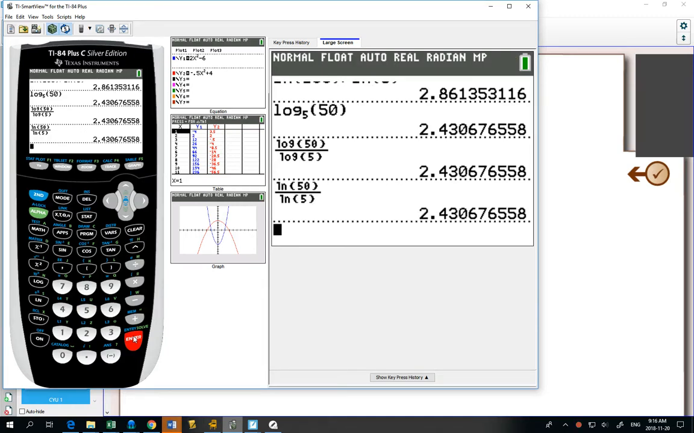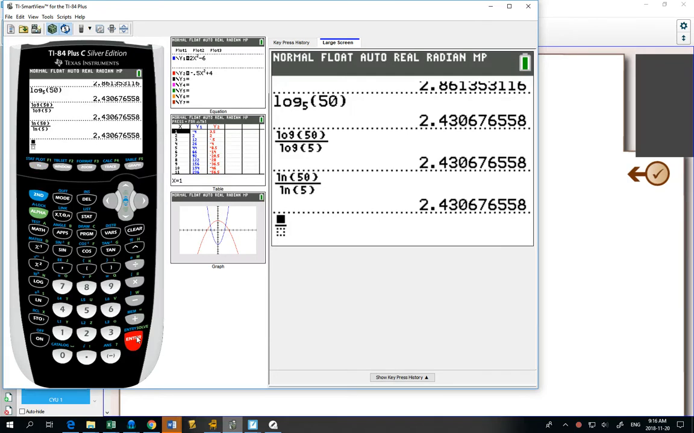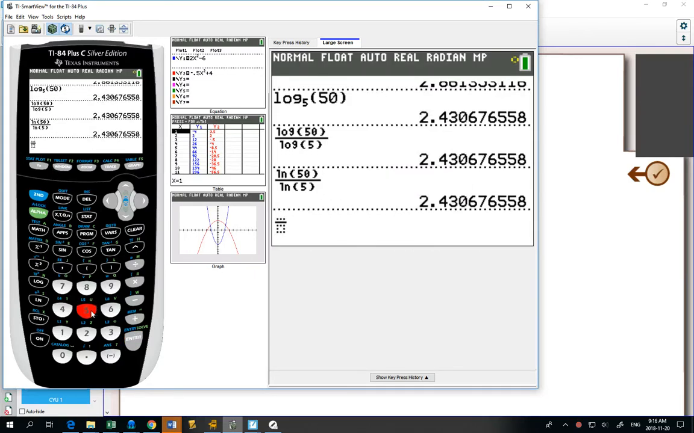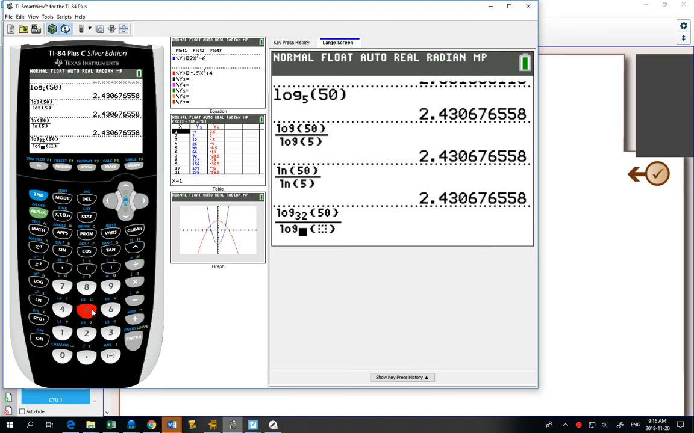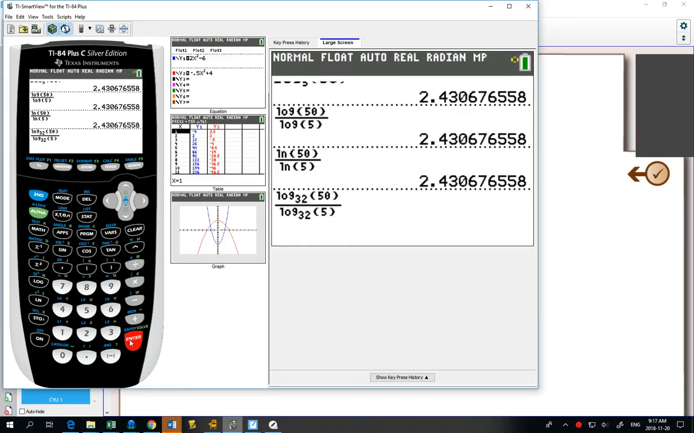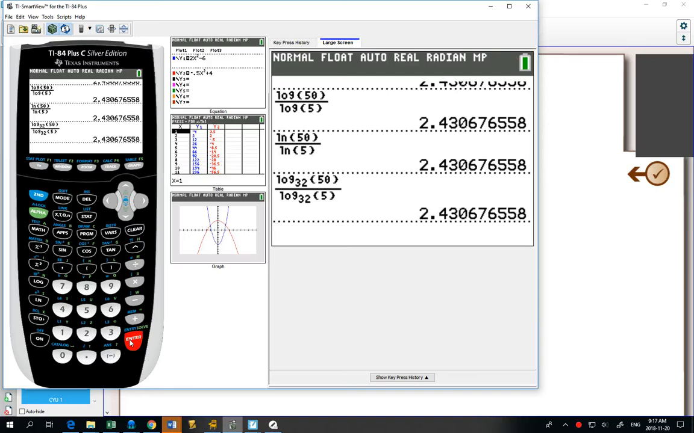And what number did I say was, if you really wanted to, you could go 32. That's our underrepresented number for the day. So you could go log base 32 of 50. And again, we don't know why we would want to type in all of these extra numbers. Log base 32 of 5. They all come out to the same answer.